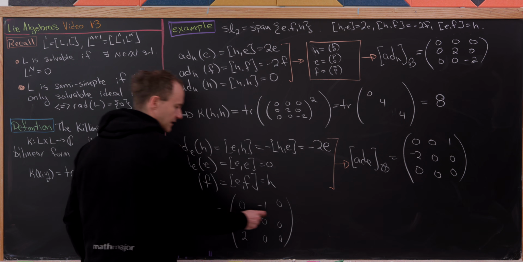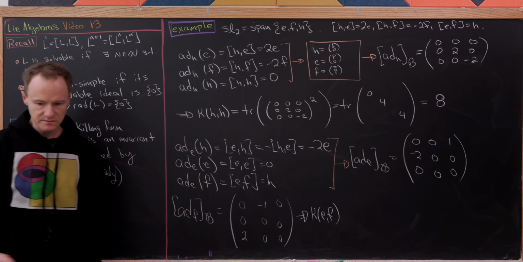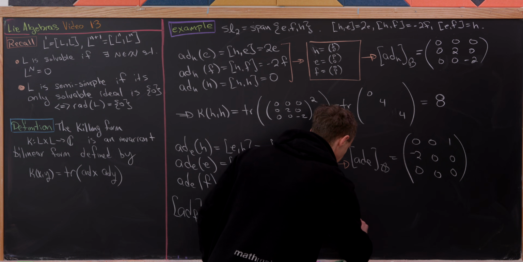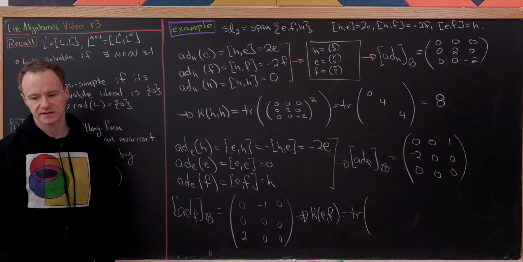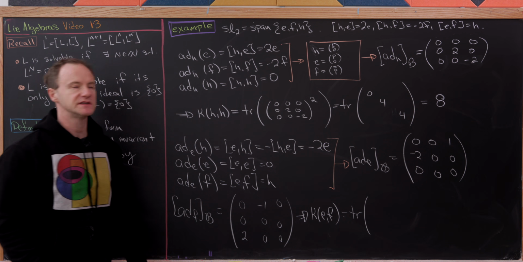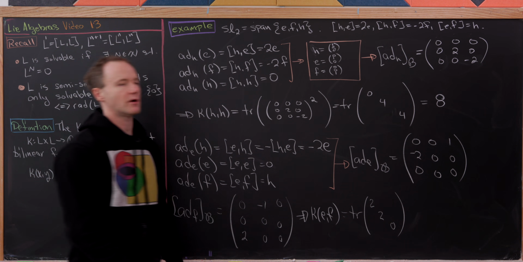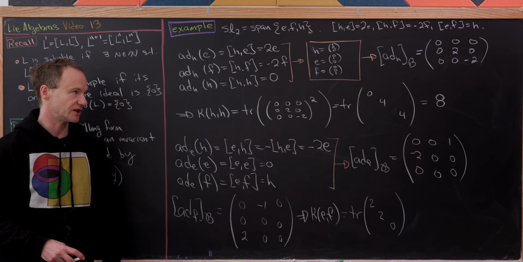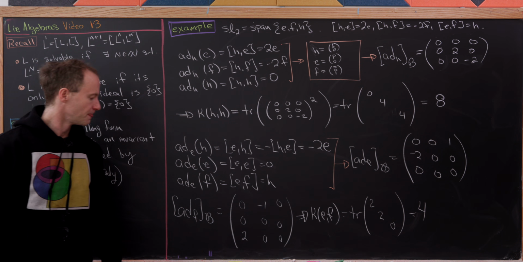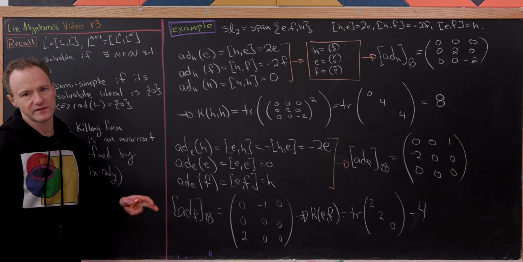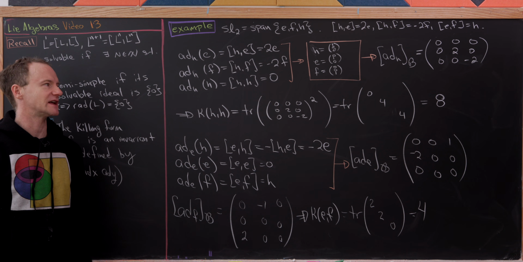But now we can find the killing form on E, F. And then that's simply going to be equal to the trace of the product of these two matrices. But if you take the product of these two matrices, you in fact get a diagonal matrix with 2, 2, 0 on the diagonal. I won't go through the calculation, but that's what you get. And that pretty clearly gives you the number 4. Okay, so we've calculated a couple of examples here. Of course, you could calculate more of these if you wanted to, but I'll leave that to you.